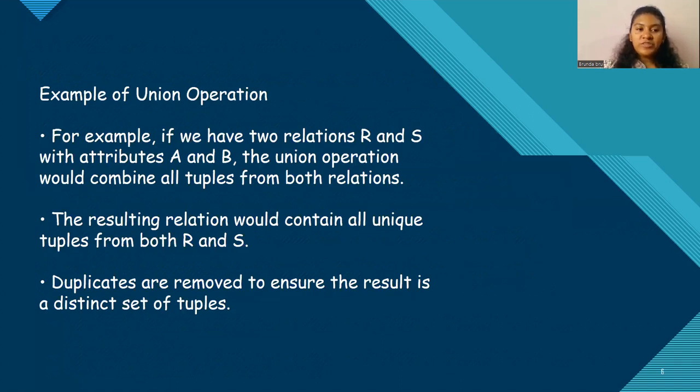Example of the union operation. For example, if we have two relations R and S with the attributes A and B, the union operation would combine all the tuples from both the relations. The resulting relation would contain all the unique tuples from both R and S. Duplicates are removed to ensure the result is a distinct set of tuples.